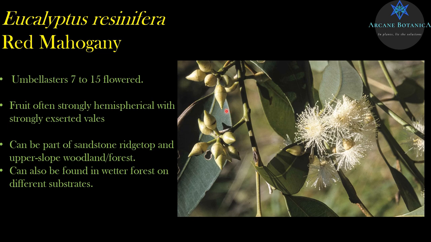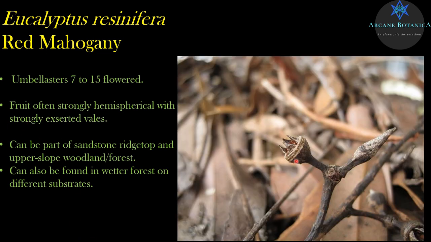So again, the mahoganies provide this sort of generous canopy. It's the tree you want to get under on a hot day, or if it's bucketing down rain and you've got nothing else to get under, a mahogany will give you a bit more cover than a lot of other eucalypts. Just showing you that.